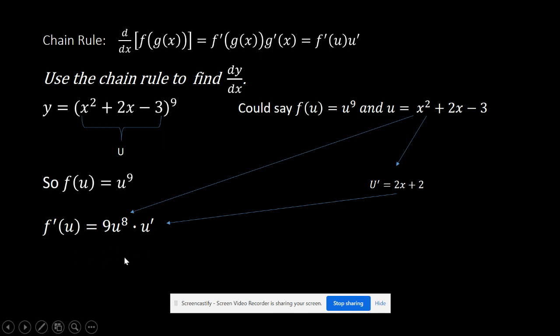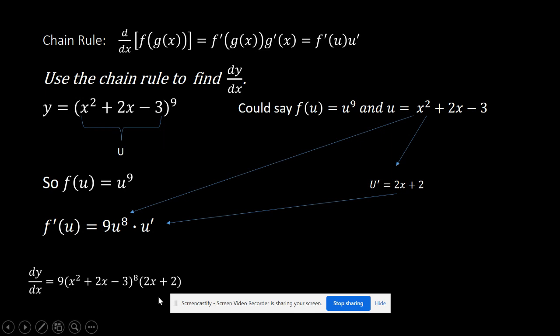And underneath, I can write this, what we call in terms of x. Right now, it's in terms of u. I want to put it back in terms of x. So instead of u to the 8th, I have x squared plus 2x minus 3 to the 8th, because that was u, and u prime was 2x plus 2. So there's the derivative of all of that.